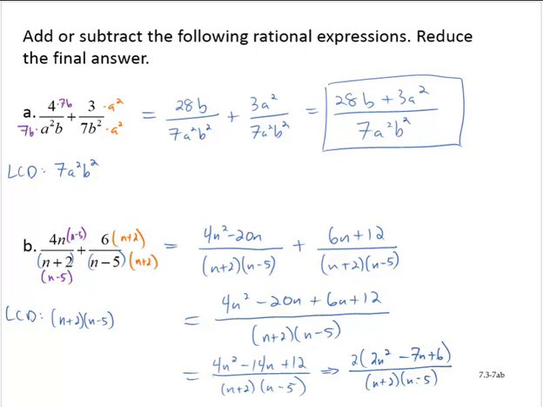Now, this in fact factors further as 2 by 2n minus 3 by n minus 2 over the common denominator, which was n plus 2 by n minus 5. Now, if any of these factors were common, we would remove them. But none of them are common, so we will leave it in this factored form.